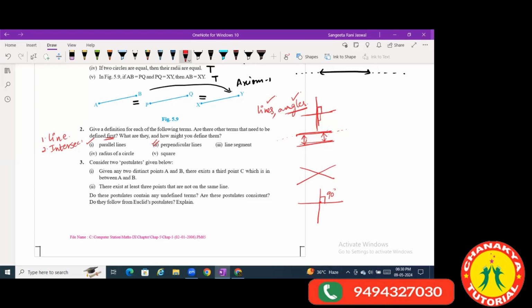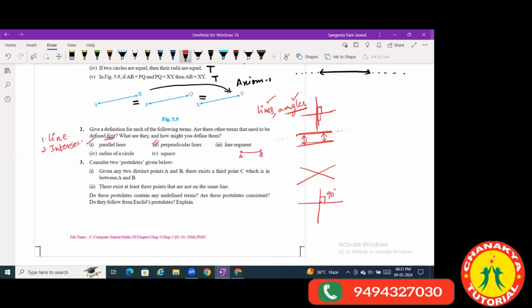So the next thing that is asked is a line segment. Now we'll define line segment. A line segment is a line which has a starting point and an end point. So that is the line segment.